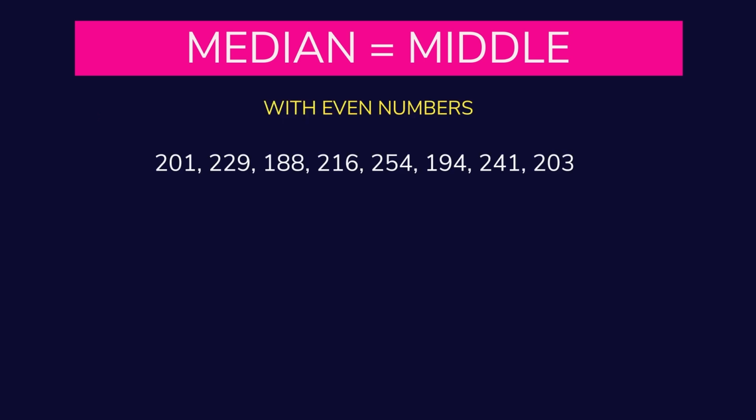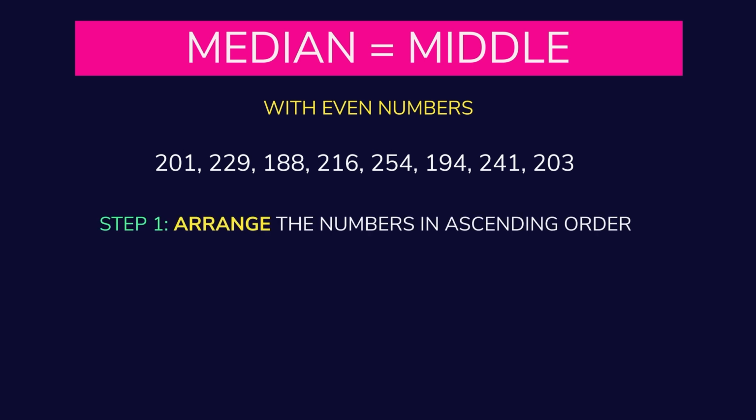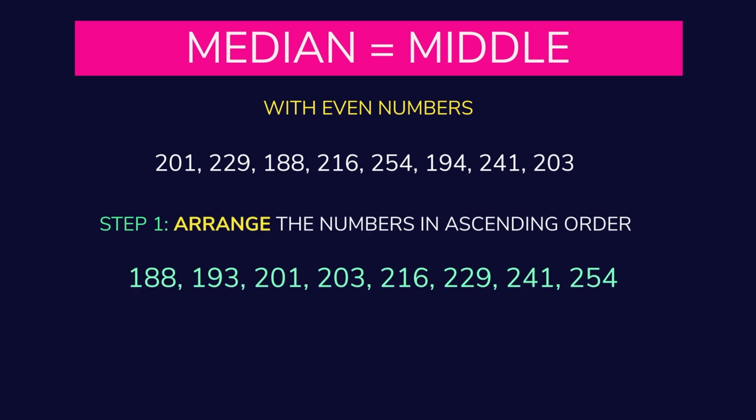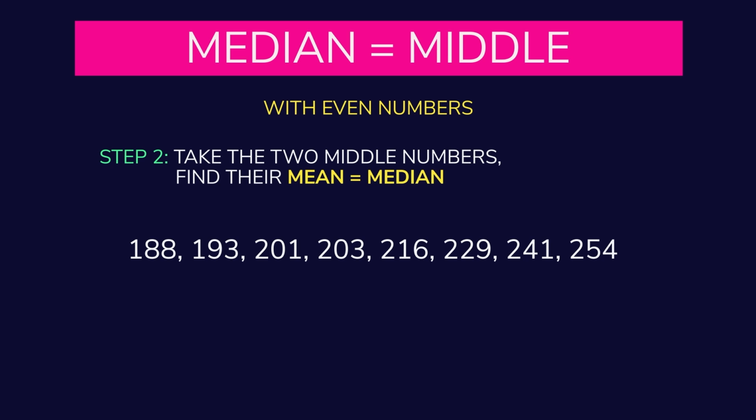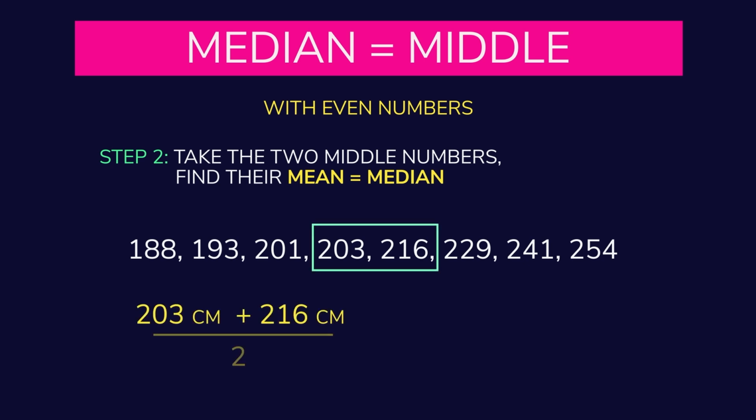But what if we had an even number of values? There's no single middle number, so we take the two middle ones and find their mean. Step 1. Put them in order. Step 2. Since there are 8 numbers and an even count, the median is the average of the two middle values. 203 centimeters plus 216 centimeters divided by 2. The new median height equals 209.5 centimeters.